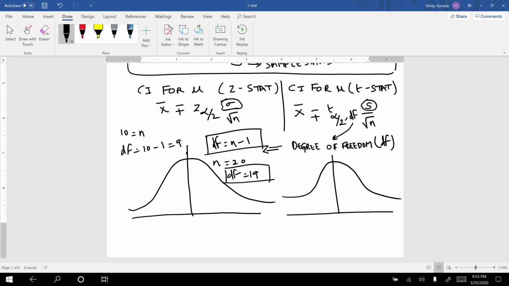What is the significance of this? If we have a degree of freedom 2, and then degree of freedom 5, the curve ends start becoming thinner. When we reach degree of freedom 30, it starts looking exactly like a normal distribution. So the degree of freedom tells you how the curve will look. That is the significance of degree of freedom.